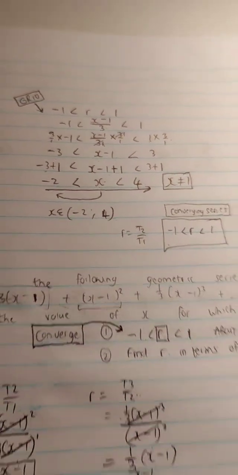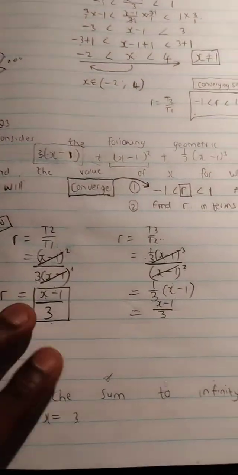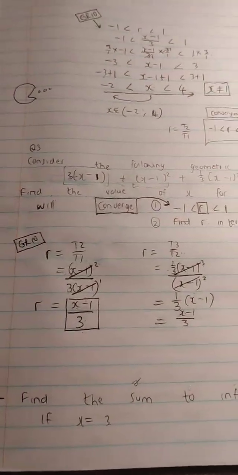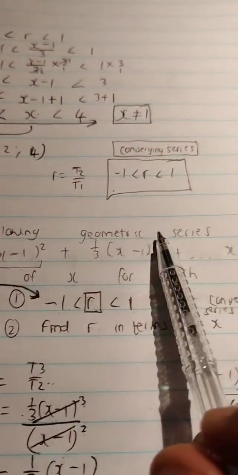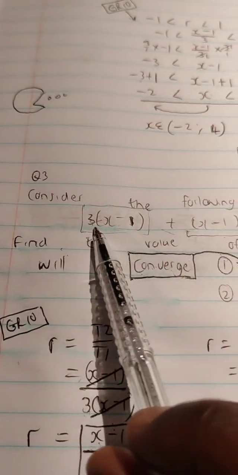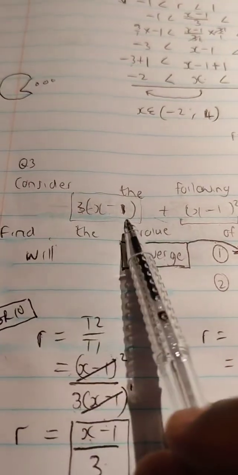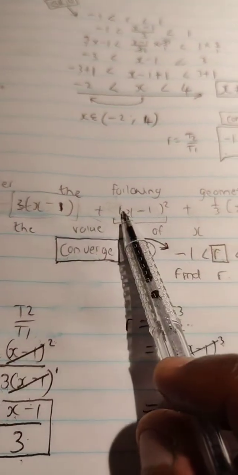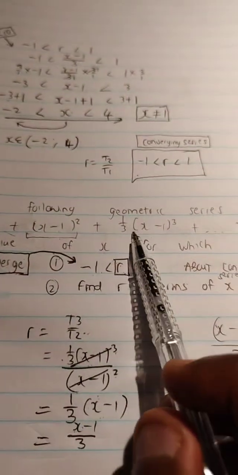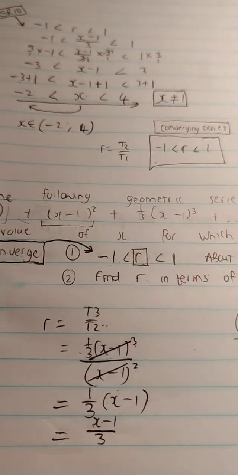Okay. All right. So these questions, guys, are not difficult. Let me just repeat again. Let's look at the question again. Consider the following geometric series. There it is. As you can see, the first term is in terms of x. The second term is in terms of x. The third term is in terms of x.